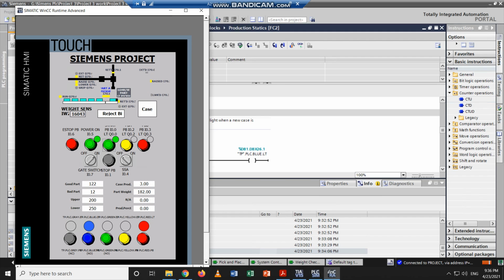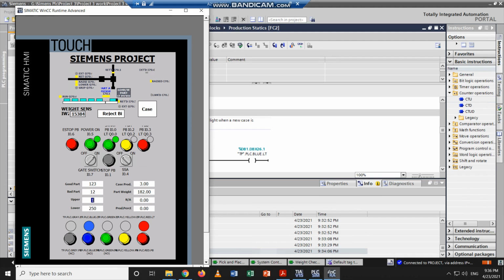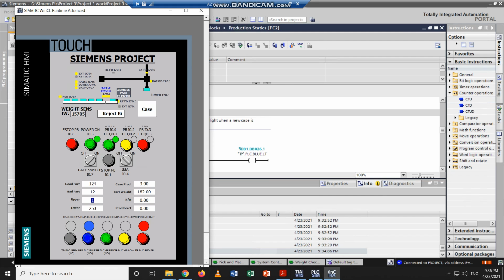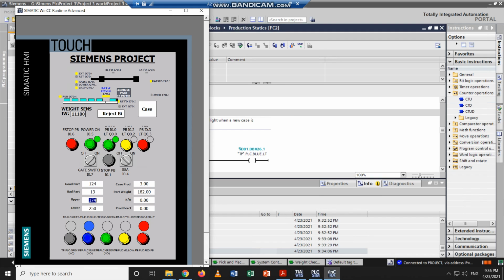Now we are going to be testing the number of bad parts increase. We are going to make the number of bad parts increase by 1 by reducing the upper limit here. And we'll notice that bad part here is actually going to reject, which increases the number of bad parts in the system.